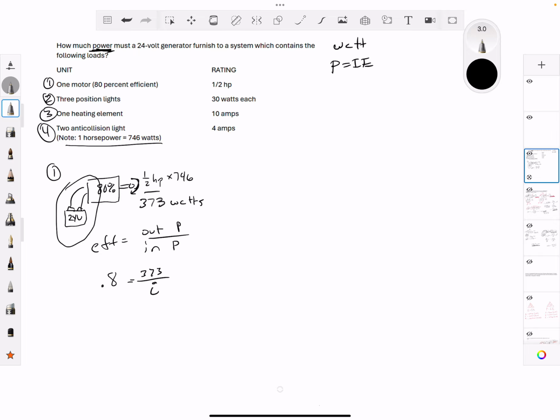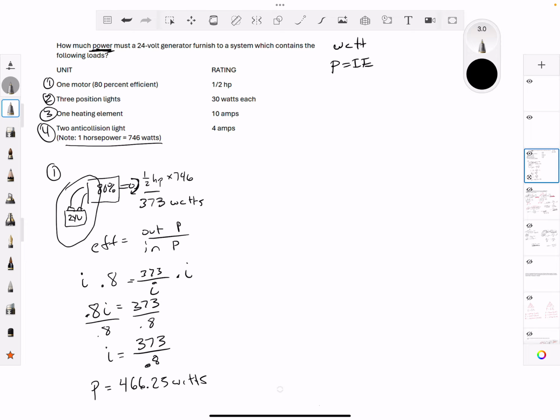It's the same steps over and over. At the end of the day, you'll do them enough times, you know you're just going to divide by the efficiency. We multiply both sides by the input, so we have 0.8 times input equals 373, divided by 0.8. And like we said before, we're really just going to take our output and divide it by our efficiency. That input power, I'm just going to turn it back into a P, is going to be 466.25 watts. So we found the power for a motor.